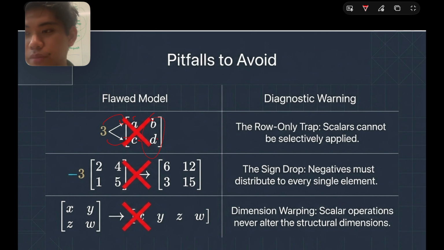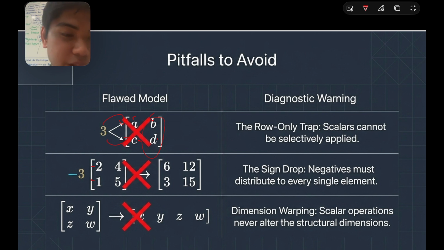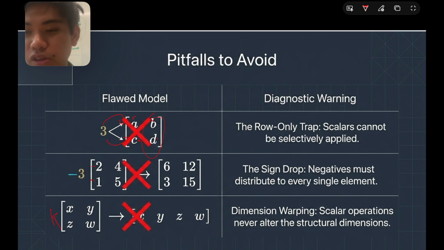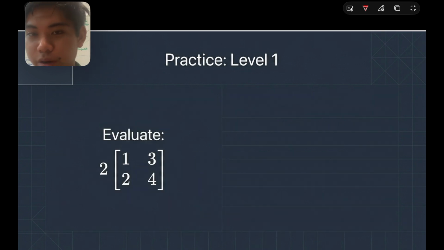Okay, people also forget negative signs, so that's also a common mistake to avoid. Right, and those negatives must distribute to every single element. Just take your time with it, especially if the original matrix had negatives as well. So that can also trick people up. And also dimension warping. So changing the matrix dimensions incorrectly if you're multiplying by a scalar quantity is a no-no. Okay, so any scalar operations on matrices will never alter the structural dimensions of the matrix. Right, so let's practice, and we'll level up our practice as we move forward.